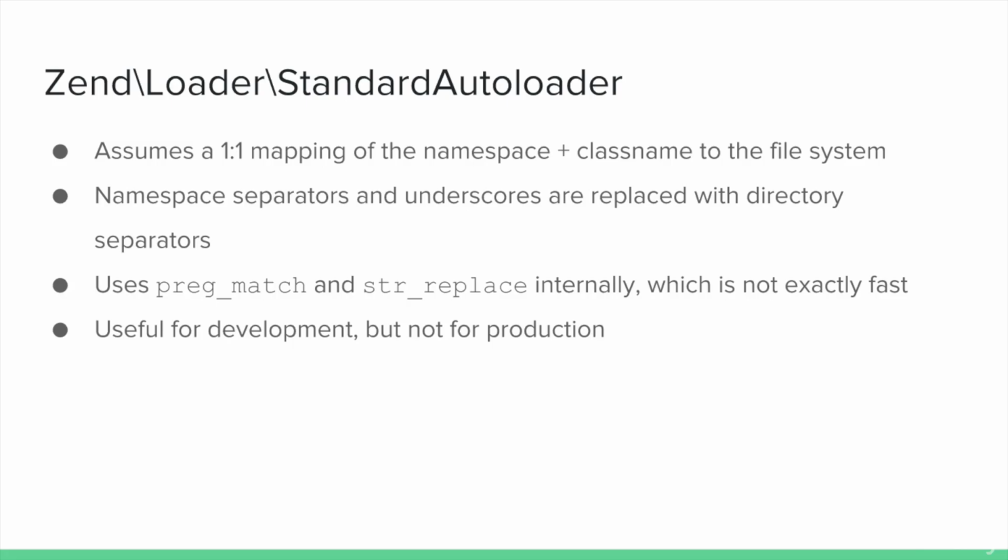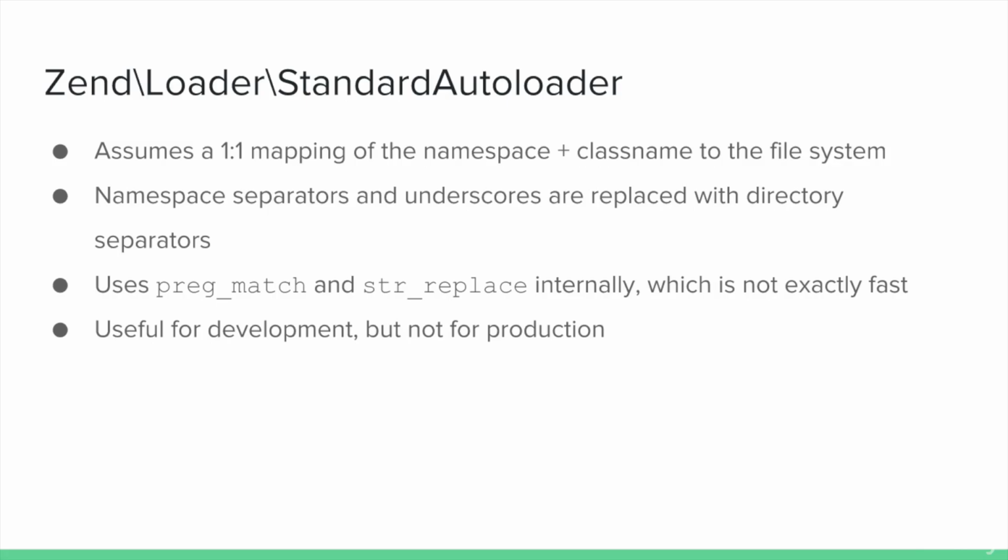So let's talk a bit about the simplest method of autoloading, which is the standard autoloader. It assumes a one-to-one mapping of the namespace plus class name to the file system. So some normalization will happen here. For example, the backslashes in the namespace will be converted to the directory separator, and the class name will have .php appended at the end of the path. Also, underscores will be replaced with directory separators.